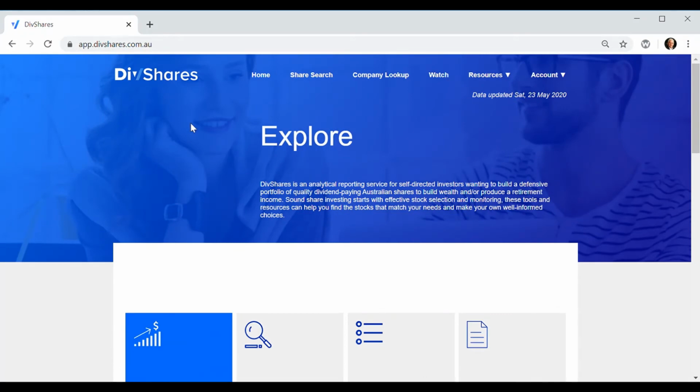DivShares consists of 3 tools, which are used in succession to find and analyse sound dividend stocks. The first tool is a stock scanner called Share Search, consisting of only 6 simple filters. To search the share market, you'll need a basic understanding of how these filters work.